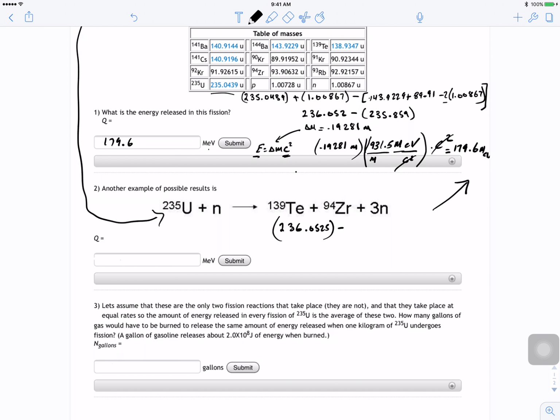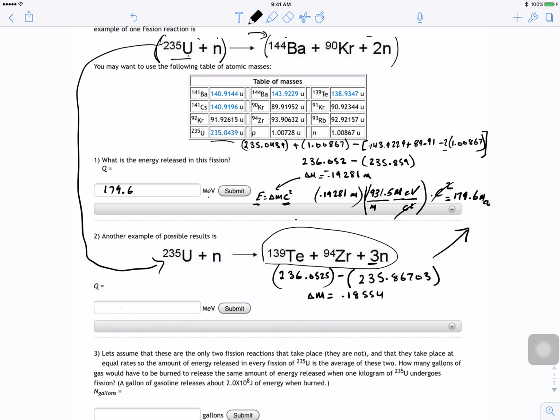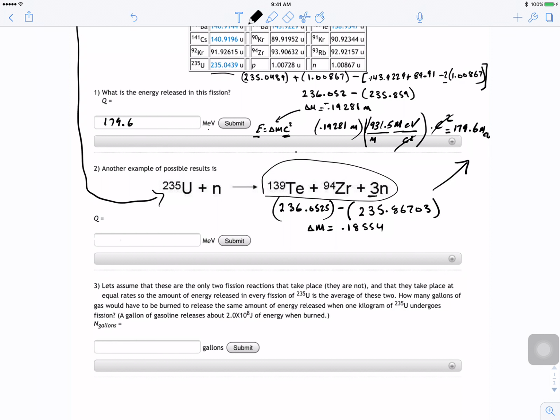So minus, and you do the same thing, you add the masses from these, and don't forget that these have 3 neutrons, so multiply that by 3. When I add all these together I get 235.86703, and then delta m will be equal to 0.18554. This is usually going to be negative, and that means the fission is going to release energy, but don't worry about the sign.